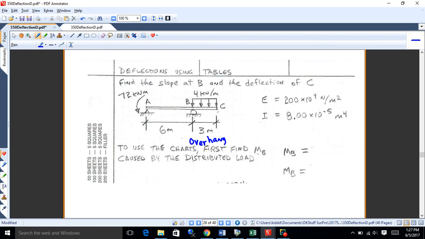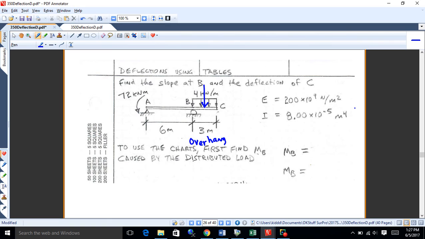Okay, so here's how you handle an overhang like this. Now the first thing I want to do is find what the moment is about point B, okay? Because I don't have a chart to handle an overhang, I'm going to have to kind of put together a method of doing this, all right? So what I'm going to do, I'm going to figure out how much of a couple does this thing create, all right?